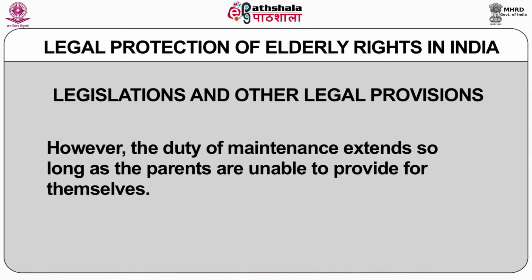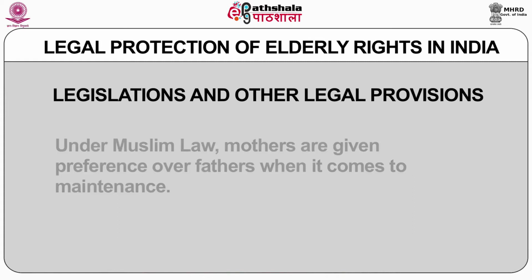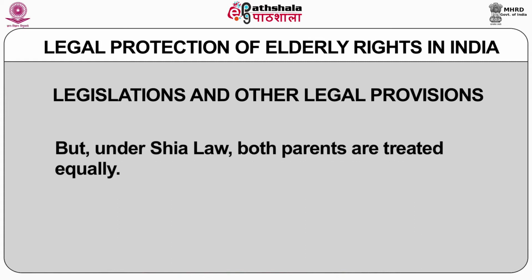However, the duty of maintenance extends so long as the parents are unable to provide for themselves. Under Muslim law, mothers are given preference over fathers when it comes to maintenance. But under the Shia law, both parents are treated equally. We were talking about the predominantly Sunni law earlier, and this is the Shia law, which means that both parents are treated equally in Shia law.